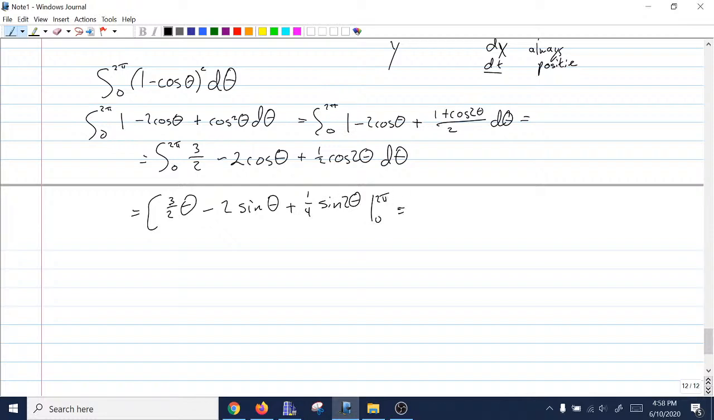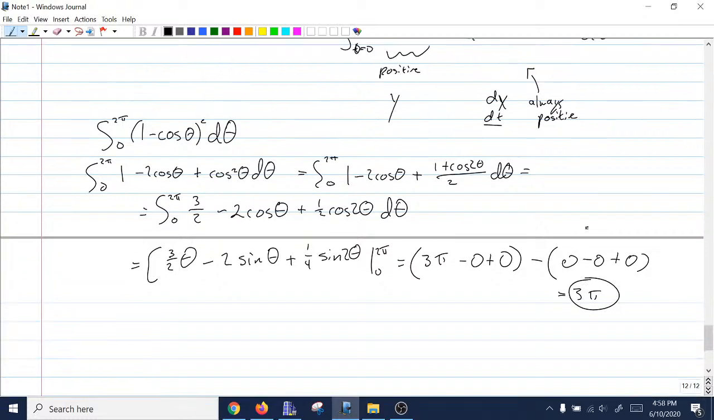Plug in 2 pi, you get 3 pi, minus 0 plus 0. Minus, now plug in 0, get 0 minus 0 plus 0. The answer is 3 pi. Total area of the thing is 3 pi.